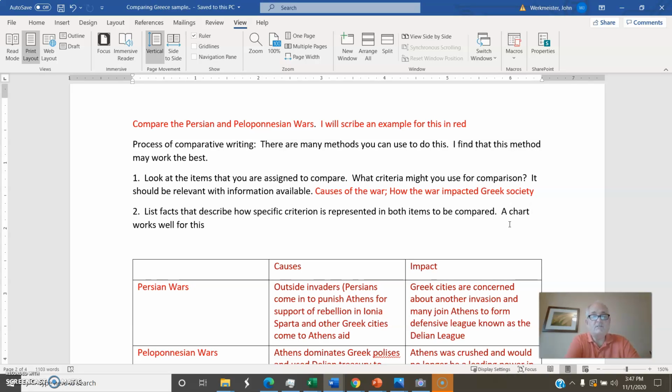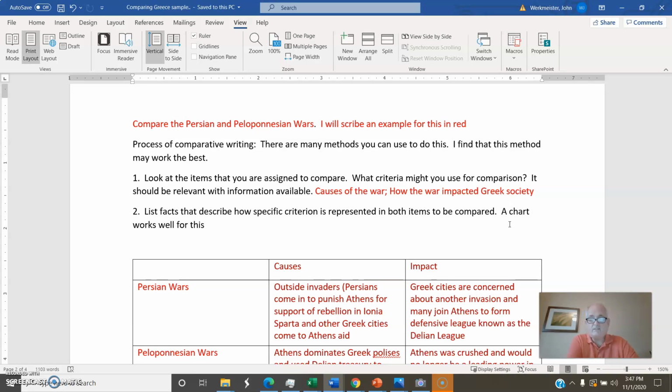So our task was to compare the Persian and Peloponnesian Wars, and I put my examples, my work, done in pencil in red print. We have to come up with some comparative criteria. As you read about these two wars, I decided the two things I might use as comparative criteria would be cause of the war and how the war impacted Greek society.